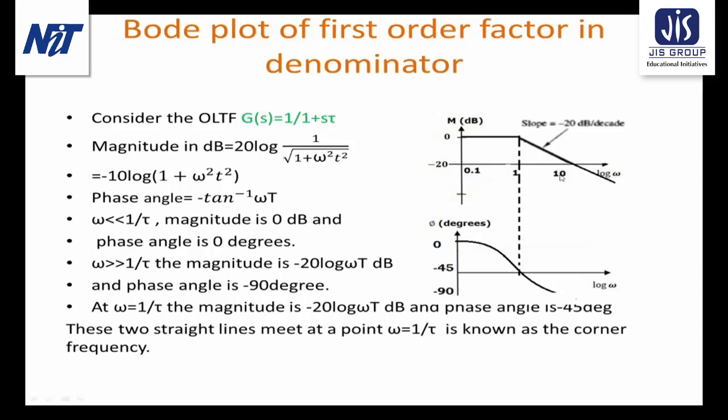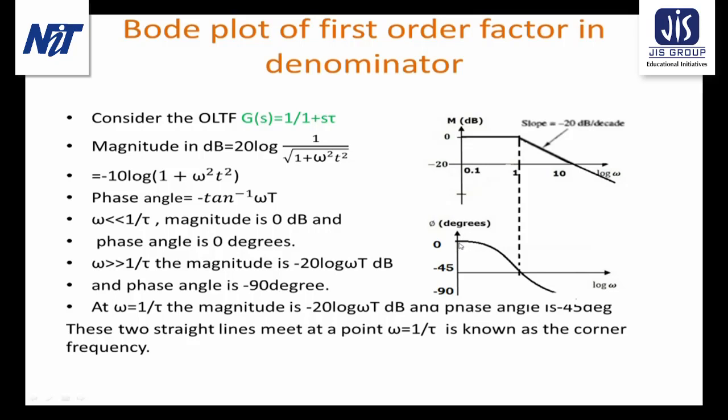So for the low frequency range, when omega is less than 1 by tau, the magnitude is 0 dB and the phase angle is 0 degree. This is a phase plot, and this is 0.1. Omega is varying from 0.1, then per decade, that is 1, 10, like this. So at 0.1, the magnitude is 0 dB from 0 to 1, and here the angle is 0 degree.